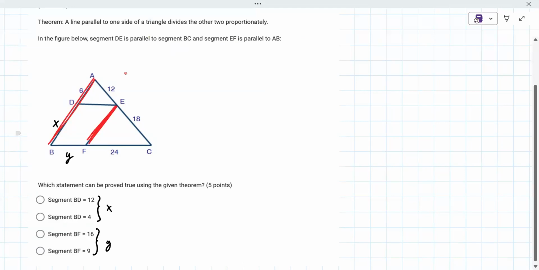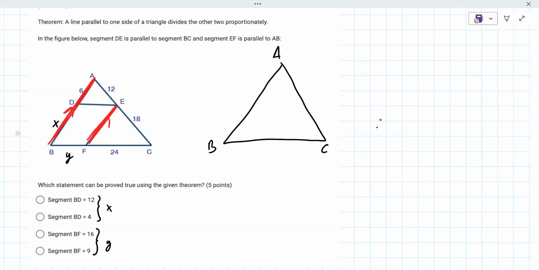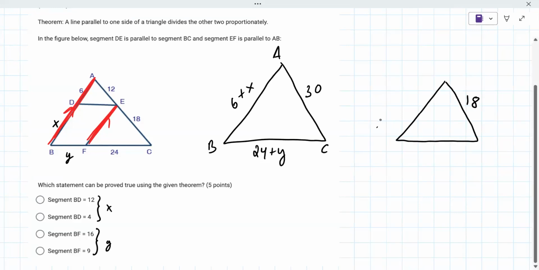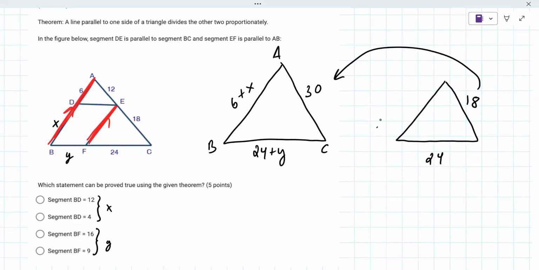This line is parallel to this line. All right, and then that creates two triangles. It creates the big one, ACB, and you know that this is 30, this is 24 plus y, and this is 6 plus x. All right, so then the smaller one, we have 18 and 24. And what you have to do is figure out, how do I go from 18 to 30? 18 times k equals 30. K equals 30 divided by 18, which is 5/3.